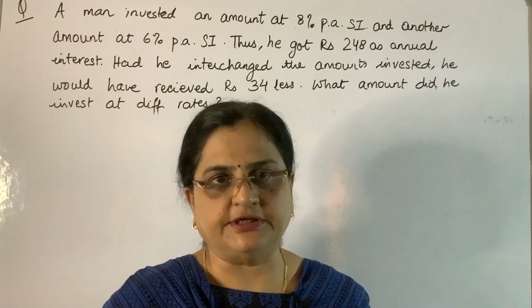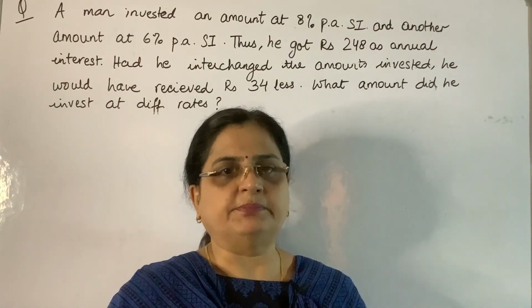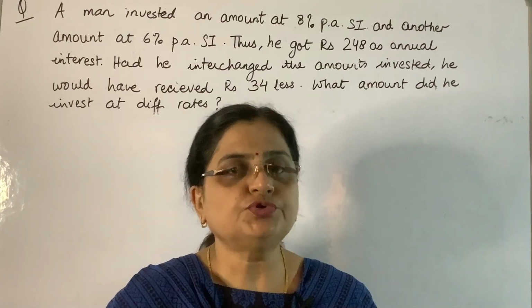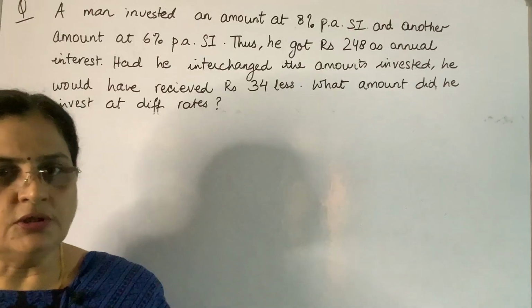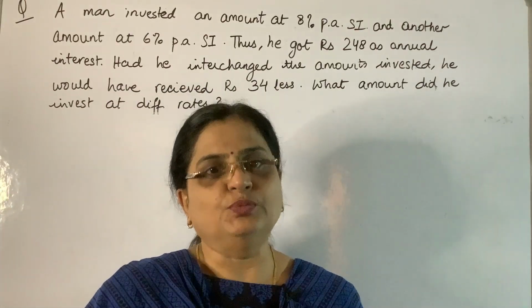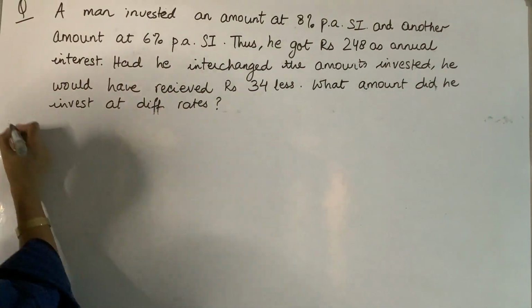The formula you must remember for this is the formula for simple interest, which you have already done in your junior classes. So junior classes formulas also are important. You don't forget them as you pass the class. So how do we do it?